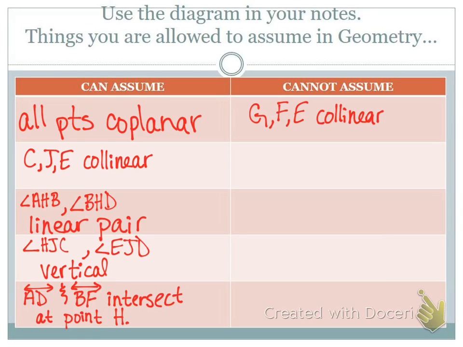Kara, I have one for the next. Okay, what do you think? I was thinking that line CE and BA, like they're not perpendicular. Very good. We cannot assume lines to be perpendicular. So we cannot assume that line CE is perpendicular to line AD.